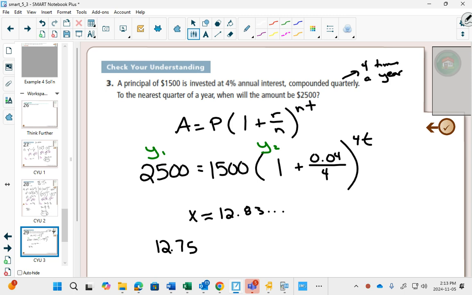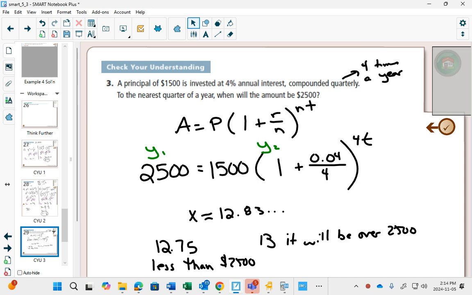But some would argue that at 12.75, can you see that it would be less than 2,500? Okay? At 13, it would be over 2,500. At 12.75, it would be less than 2,500. So in questions like this, sometimes you'll see a final exam actually accept both answers. Because the closest rounding was 12.75. But at 12.75, you haven't quite reached 2,500 yet. So then some would argue that 13 is a better answer.